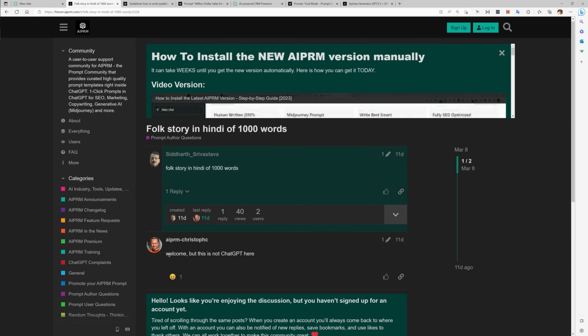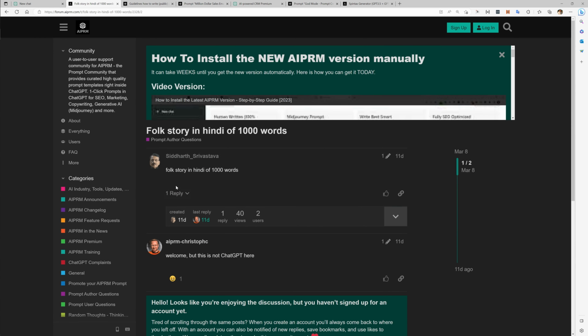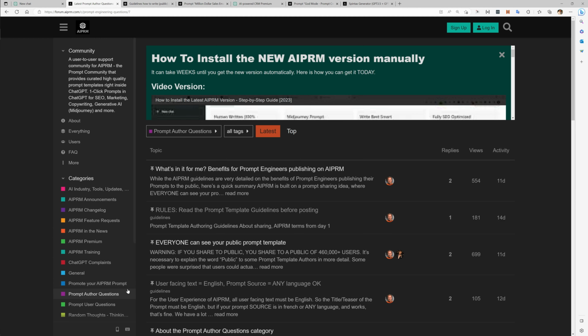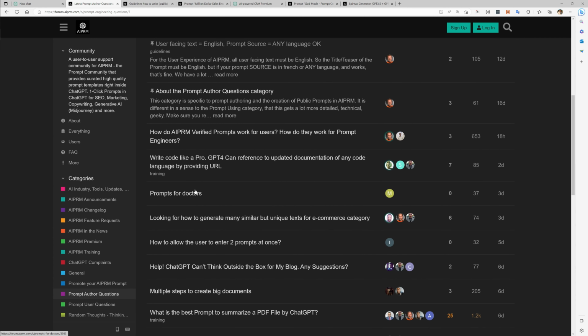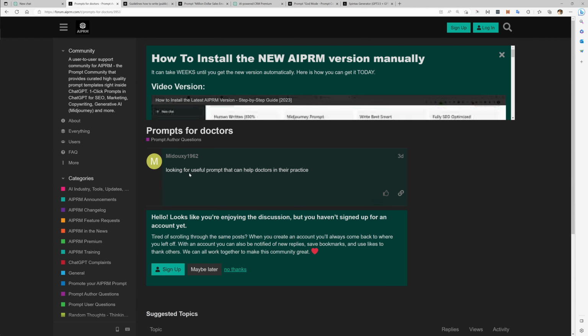Folk story in Hindi, 1,000 words. Yeah, this is an example of a post that you should not make. What's that? This is not ChatGPT. Please write in English language your author questions. Prompts for doctors. Looking for useful prompt that can help doctors in their practice. What do you think? Is this the right category? No. This is what someone would post in the prompt user questions. So we're going to move this to the prompt user questions.